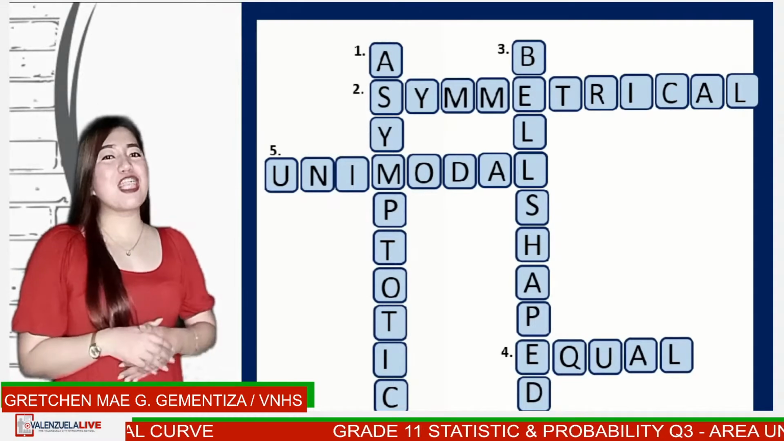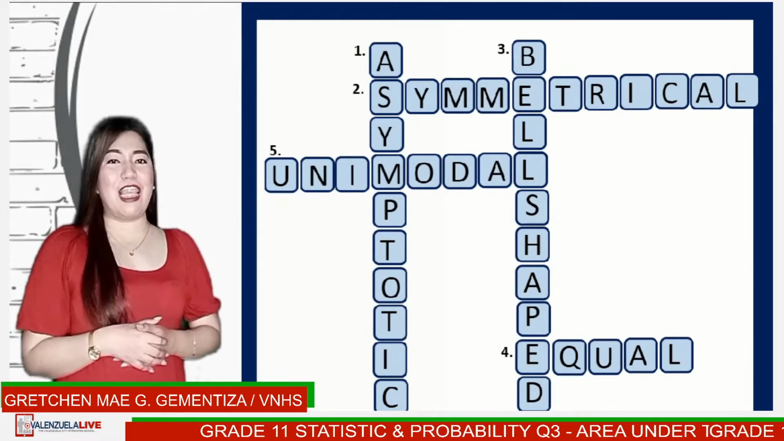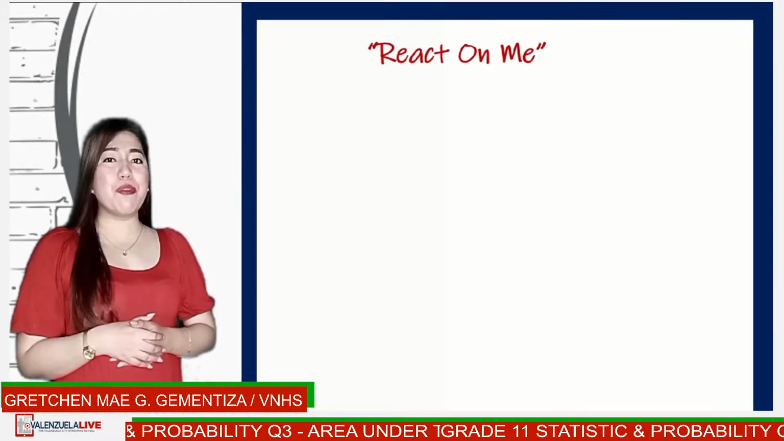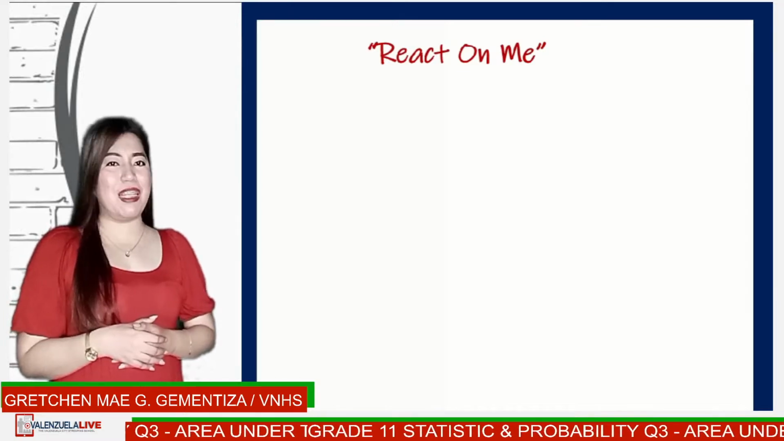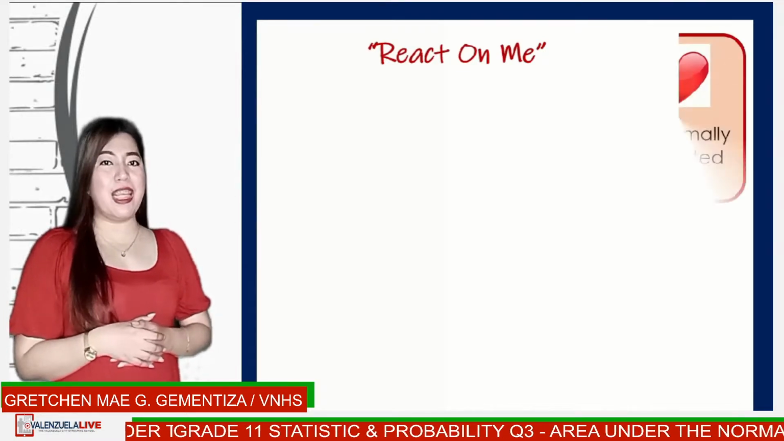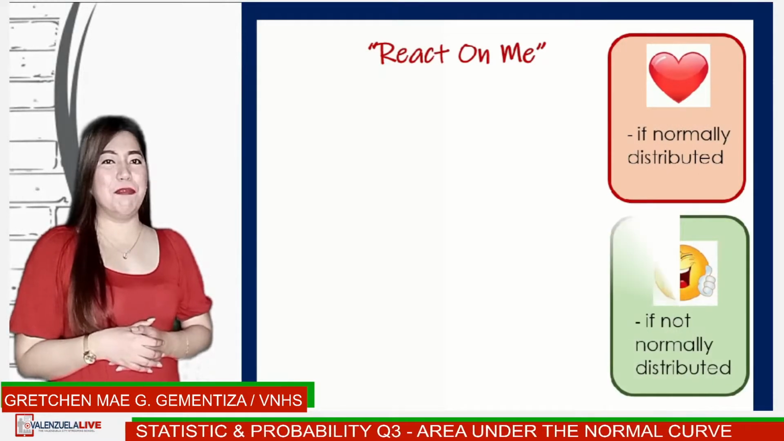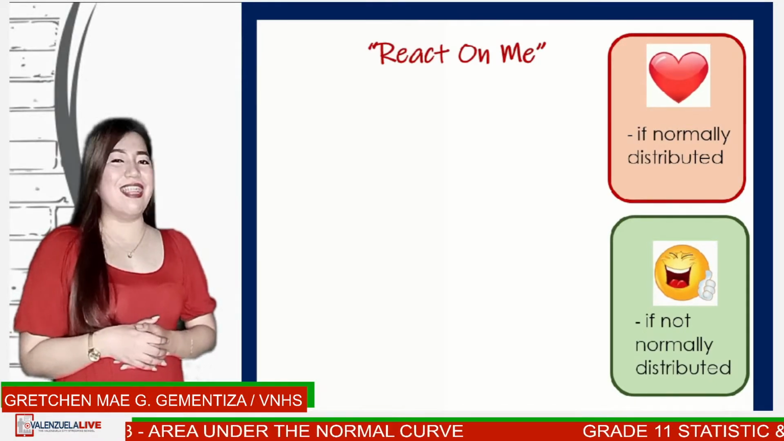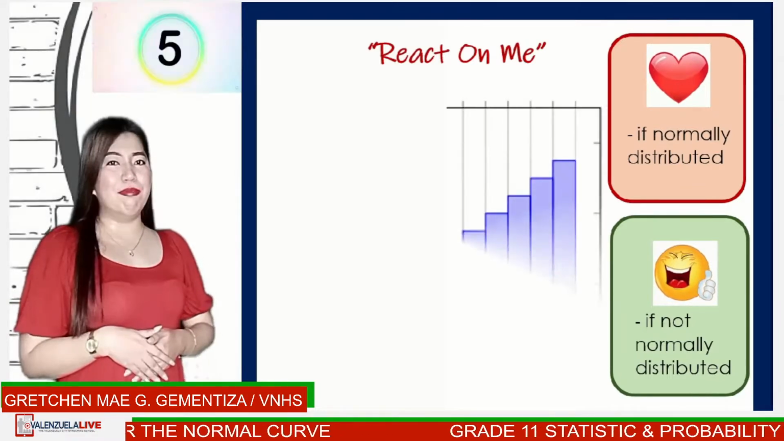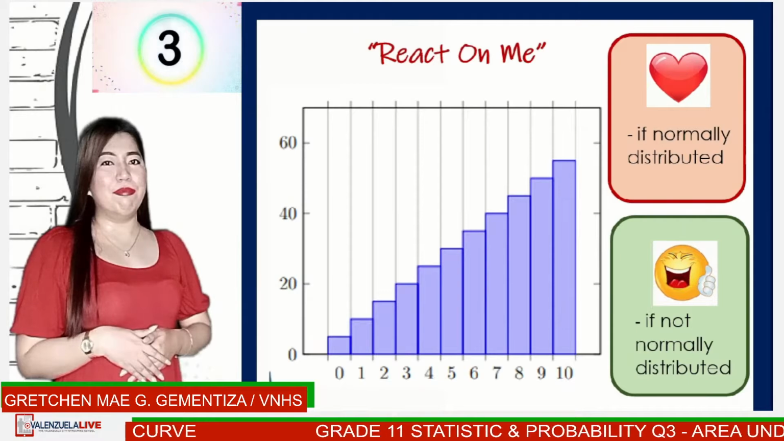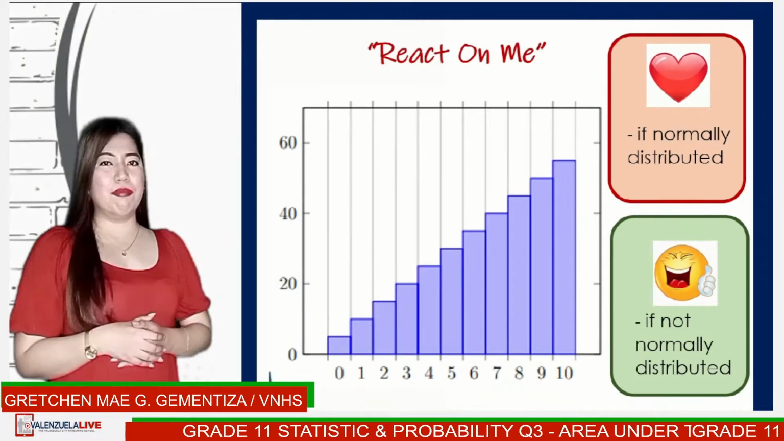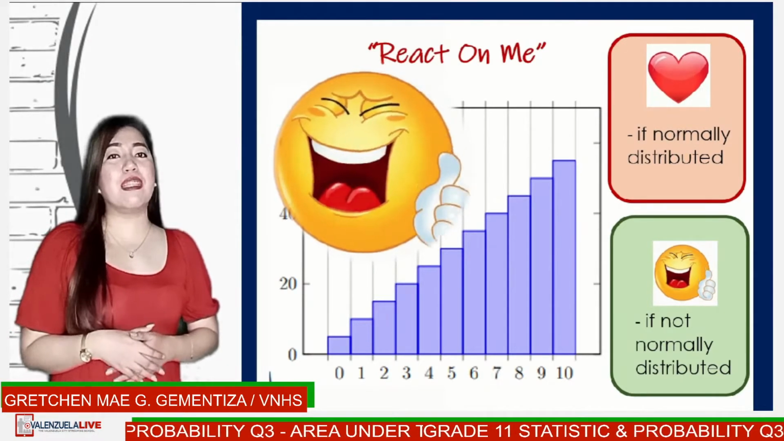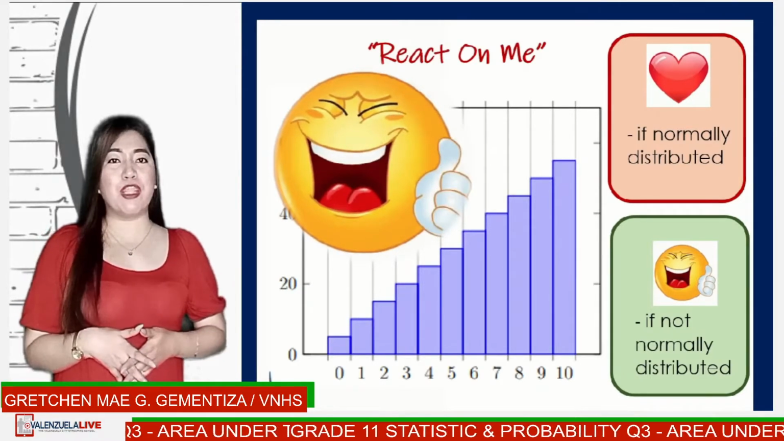Let us now move to the next part of our lesson. This time, you are going to react to me. I will show a picture, then you will react with a heart if the graph is normally distributed, and a laughing emoji or haha if it is not. I will give you 5 seconds to think of your answer. Are you ready? Let's start. First picture. The answer is laughing emoji. First picture is not normally distributed since it does not have a bell-shaped curve.